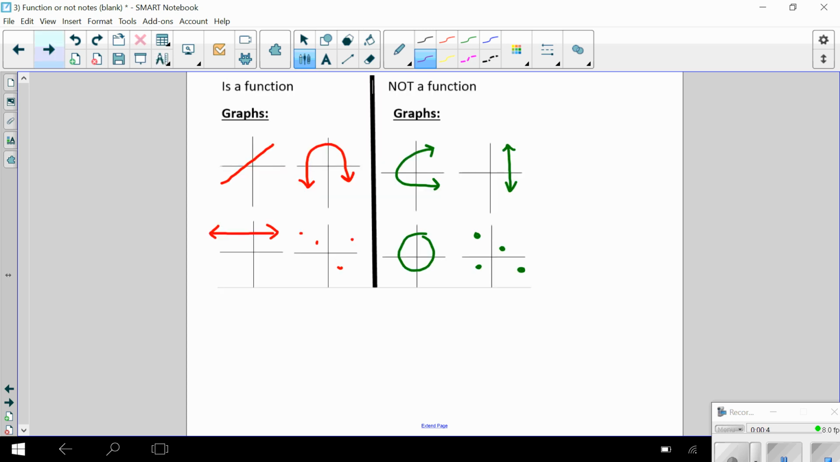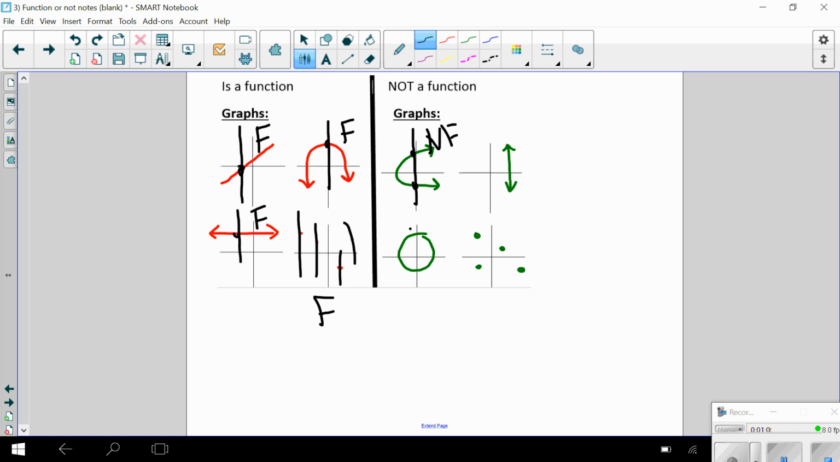Looking at these graphs, we want to use what we call the vertical line test. That means if I were to draw a vertical line through the graph and it only crosses one time, it is a function. So all four of the graphs on the left are functions because when I draw a line through, it only crosses the graph one time. The graphs on the right are not a function because they cross more than one time. That one crosses twice. That crosses twice. And here, if I draw a line through these 2 points, it crosses twice, so they are not a function.